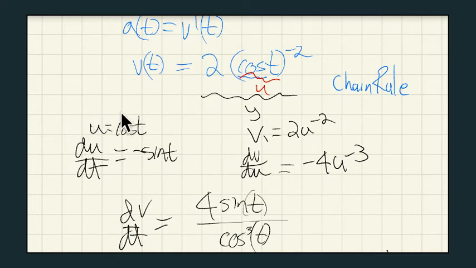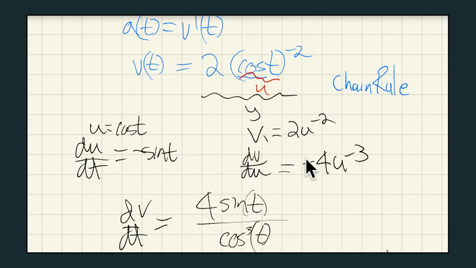So in this case, the inside function is cos t. Set that to u. The outside function is 2u to the negative 2. Okay? And then we differentiate each of those. So I call u the inside function, and then the outside function is, of course, velocity. And then I'm going to have du by dt, negative sine t.